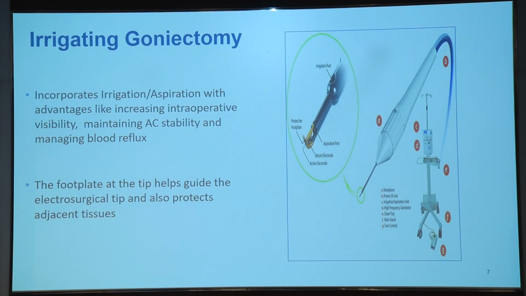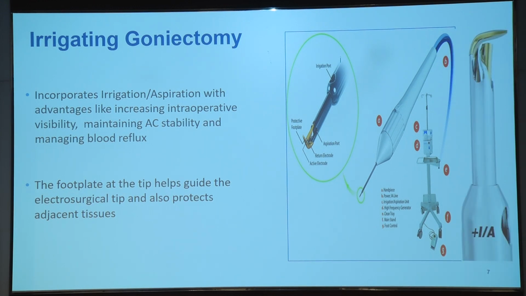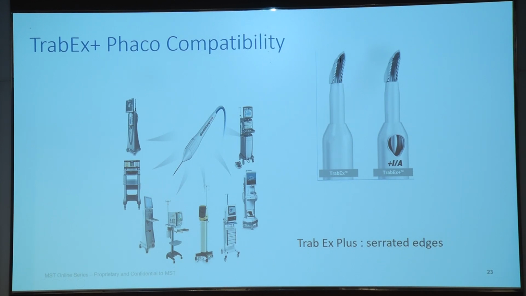The biggest advantage is that it incorporates an irrigation aspiration system, and that definitely helps in the initial stages to increase intraoperative visibility, as it pressurizes the chamber, maintains the anterior chamber and also manages the blood reflux. The foot plate helps guide the electrosurgical tip and also protects the adjacent tissue, so collateral damage can be prevented.